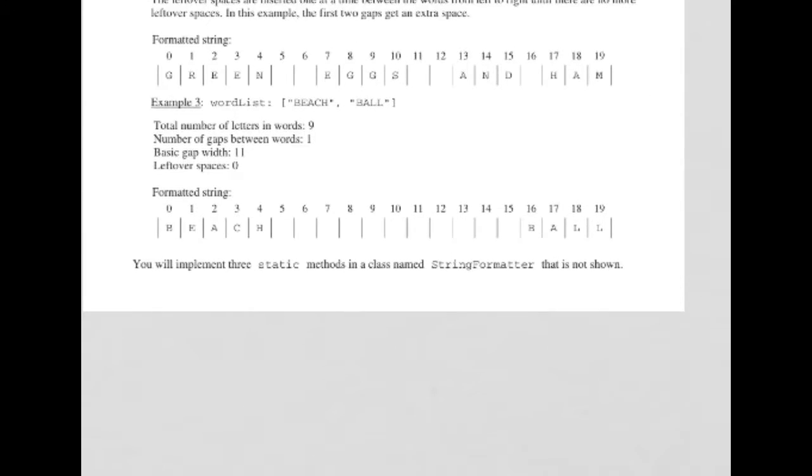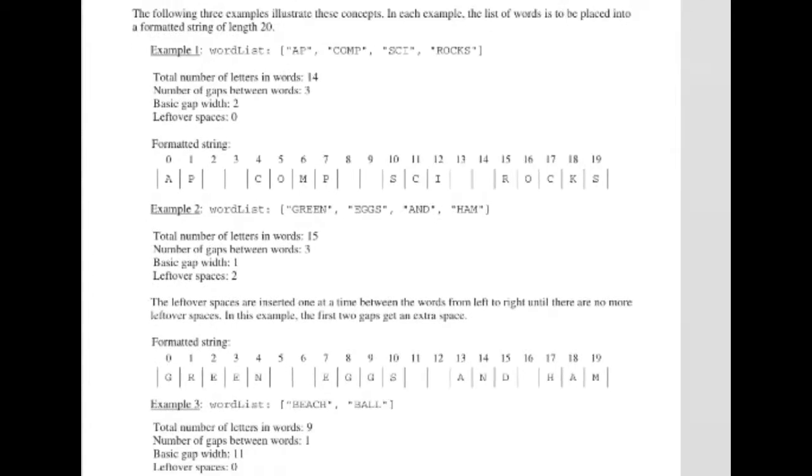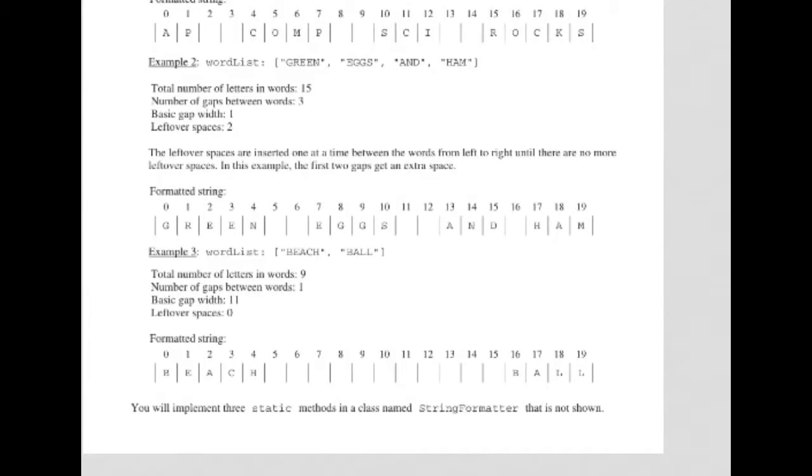Alright, you'll implement 3 static methods in the class named StringFormatter. That is not shown. This problem seems understandable. It's giving you words, and then it gives you, I'm assuming, a formatted string length, and you have to put those words into one single string so that it's spaced as evenly as possible. That's pretty much it. I try to summarize it in my head, put it in my own words. Maybe it helps me get a better understanding of what the problem is asking for.